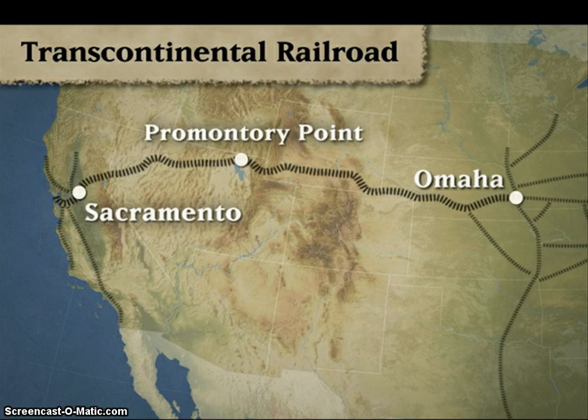The one from Omaha moves west, the one from Sacramento moved east, and they meet at Promontory Point, Utah, and they create the Transcontinental Railroad. So now it is possible to go from coast to coast in the United States of America. So, finally, the shift that started in the 1840s with people moving out to California, initially in search of gold, is going to finally be complete.